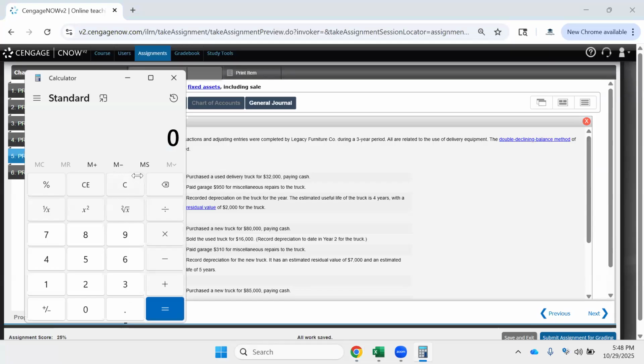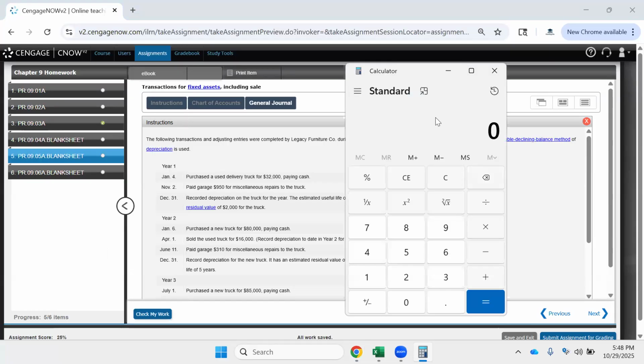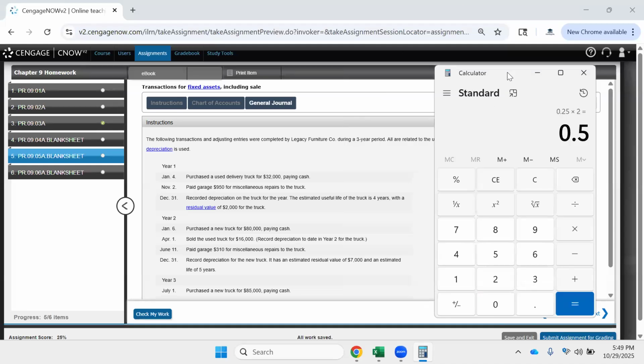Under the double declining balance method, we need to calculate our per year percentage rate, which is 1 divided by 4, or 25% per year. Then we need to multiply that by 2, and that's 50% depreciation per year. And that's on the net book value of the asset. We're not taking salvage value into account until we reach the salvage value or the residual value.